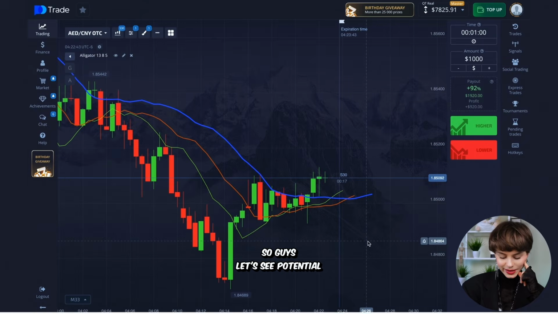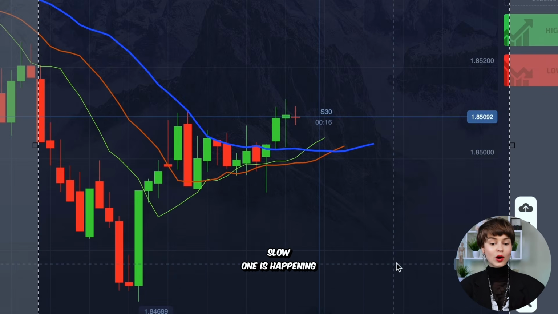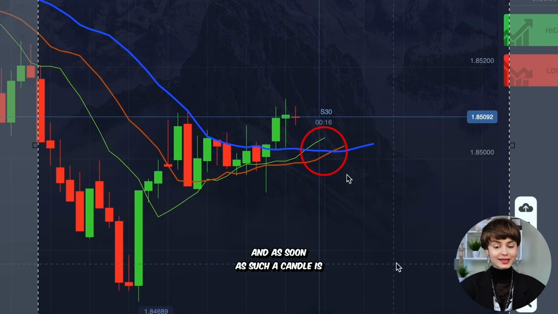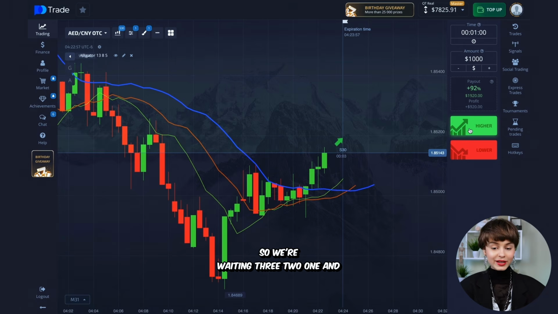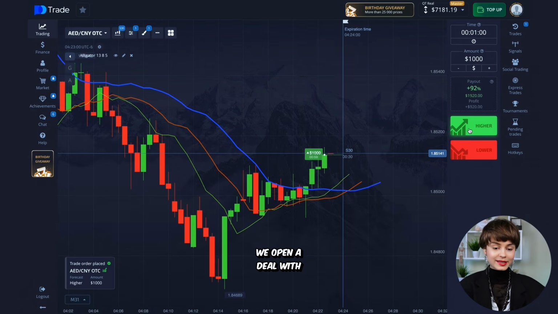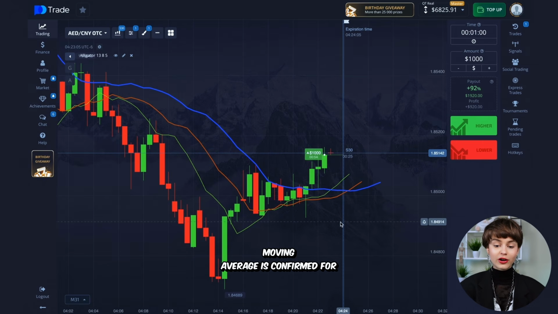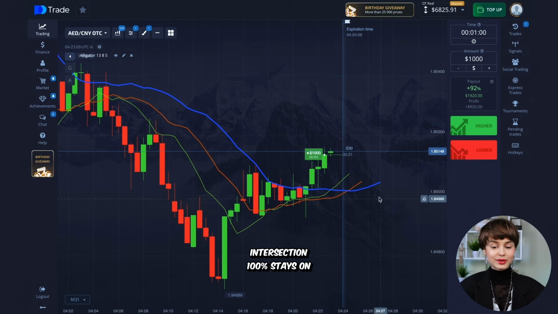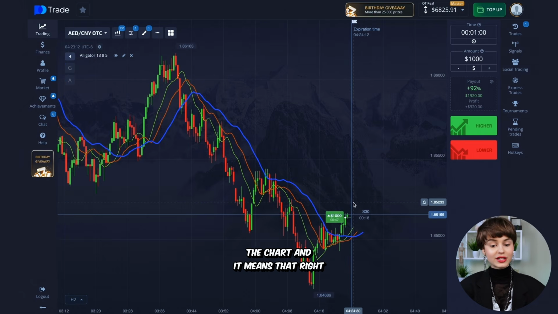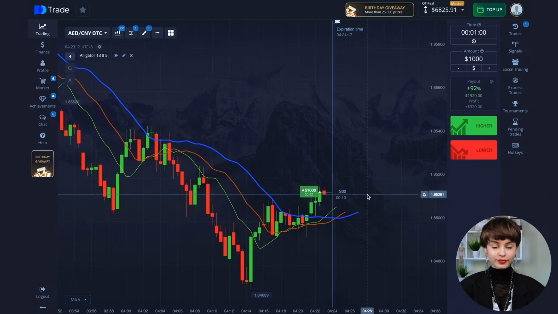So guys, let's see. Potential fixation of two quick moving averages above the slow one is happening, and as soon as such a candle is formed, we'll enter the market. Moreover, it's such green yet, so we're waiting 3, 2, 1, and we open a deal with higher. Now a confirmation of moving average is confirmed for sure. They're going nowhere. This intersection 100% stays on the chart, and it means that right now it's a good opportunity to open a deal on a new trend.